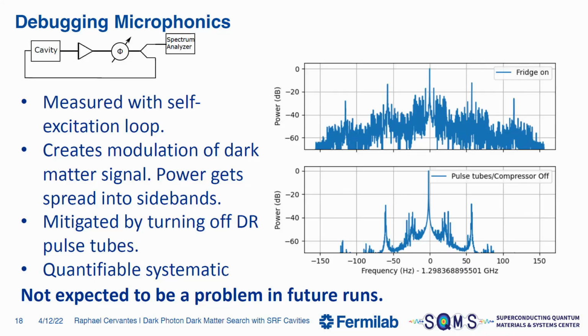Oh, yeah. So we can measure the oscillations directly several ways. Here is just using a self-excitation loop, and you can see all the sidebands. You can directly measure the power that goes into the sidebands. We're good? All right. Okay. Any more? Yeah. Last one in the back.